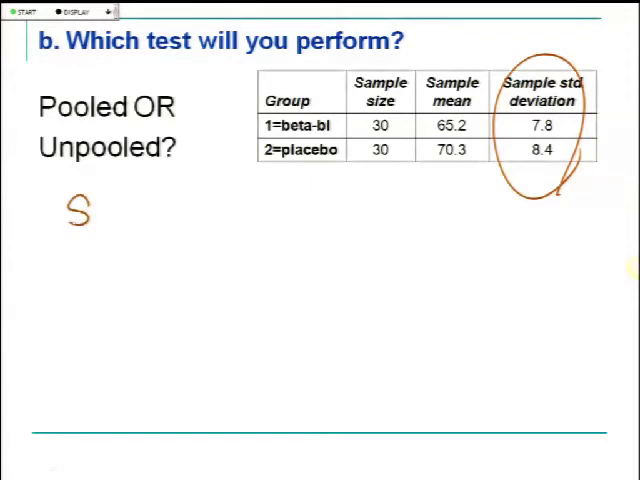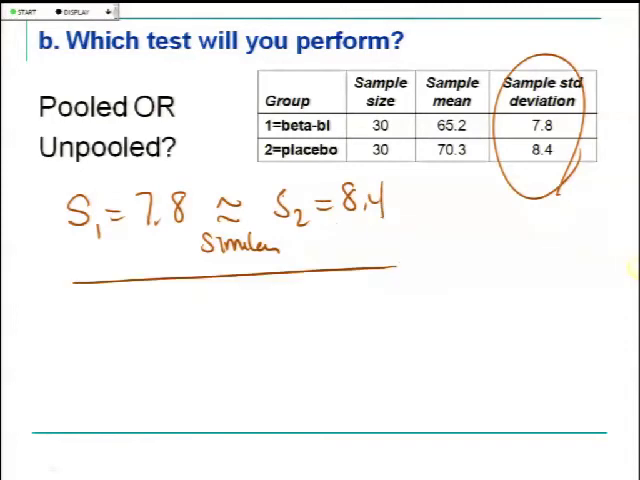But here, S1 of 7.8 is very similar to S2, the second standard deviation, which is 8.4. They're comparable in magnitude. If I had 7.8 and 22 or anything large like that, then I'd start to say that doesn't look reasonable, and I would go back to unpooled. They're similar, so we're going to say pooled.